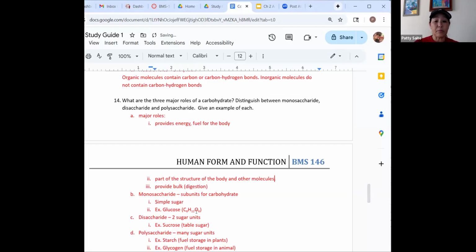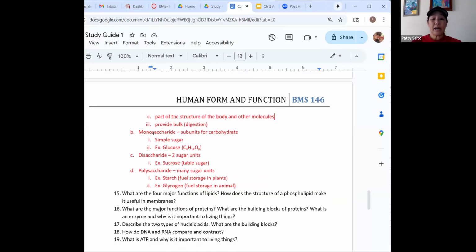And then lastly, it provides bulk in digestion, so we can move digestive contents along and also make feces. All right, so the different types of carbohydrates are the monosaccharides, disaccharides, and polysaccharides. Mono means one. Saccharide refers to a sugar unit. So a monosaccharide is a simple sugar, a single sugar unit.